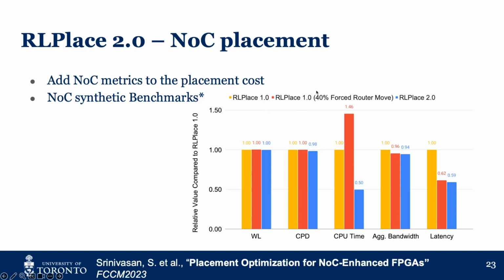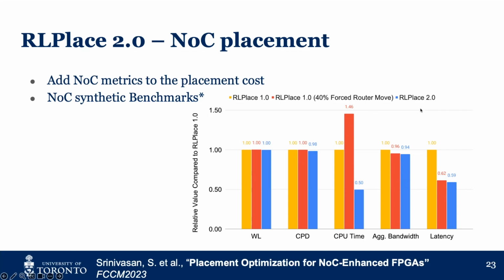So we had a different variation of RLPlace 1 where we hard-coded 40% forced router moves. So 40% of the time, the agent will be forced to move a NOC router. And in this case, which is the red column, we were able to achieve the same wire length and critical path delay as RLPlace 1. We were able to reduce the aggregate bandwidth by 4% and the latency by 38%. However, this comes at the cost of increasing the overall placement time by around 50%.